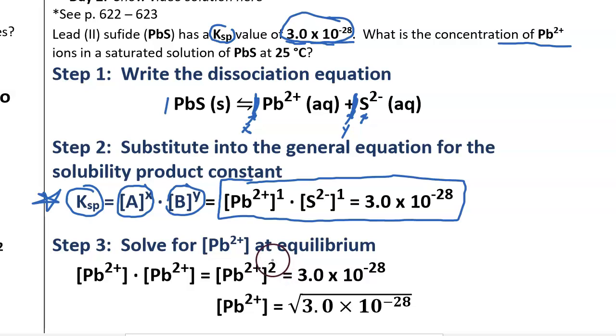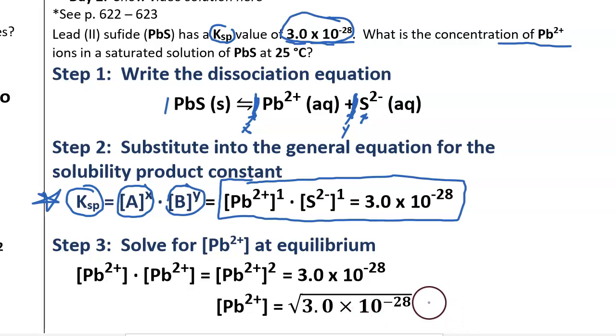Then, in algebra class, how did you learn to remove squaring? What is the math operation called that is the opposite thing of squaring? It's called square root. When you take the square root of this, the squaring cancels, and you're left with the concentration of lead ions. And when you take the square root of the right side, you get a square root symbol surrounding that value that was on the right side.